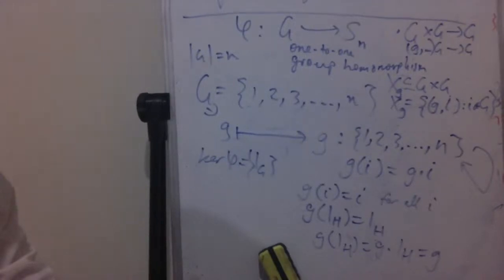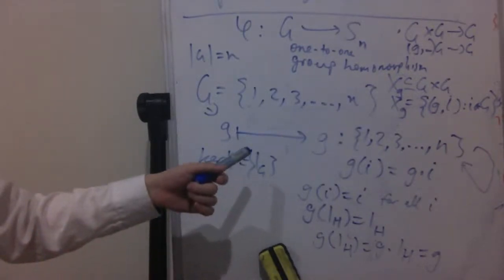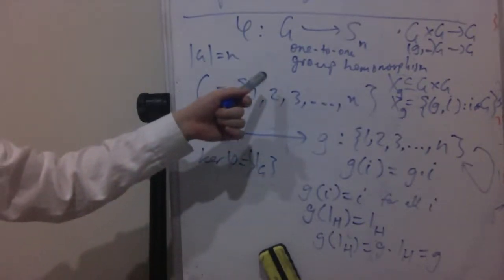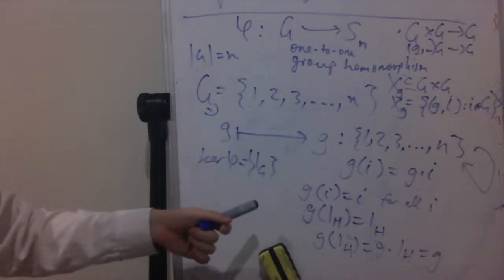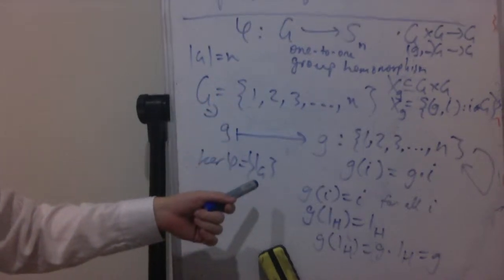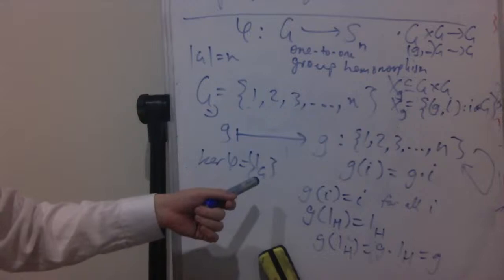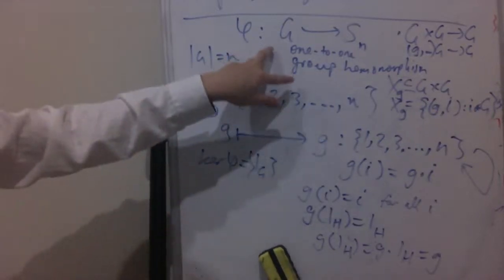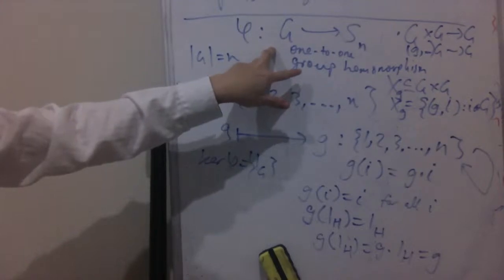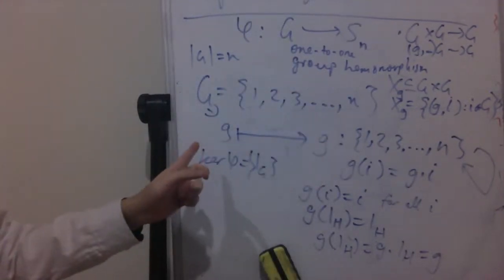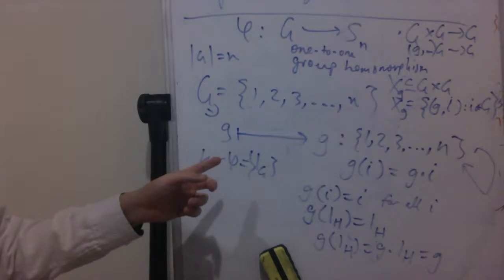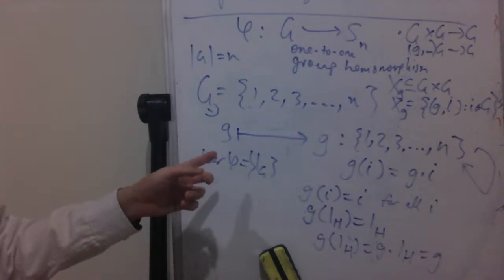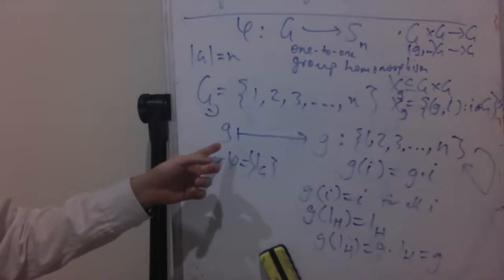I think I've shown that it's a one-to-one function. Have I shown it's a group homomorphism? So I guess there's another more elegant way to show that it's an isomorphism: I can try to define the inverse, for example. What do I need to show? Have I shown it's a group homomorphism?